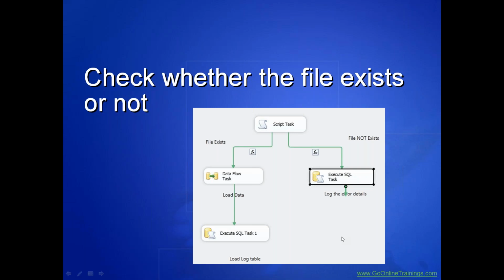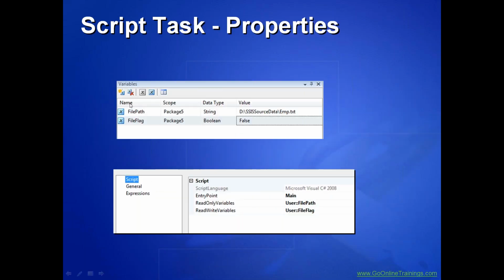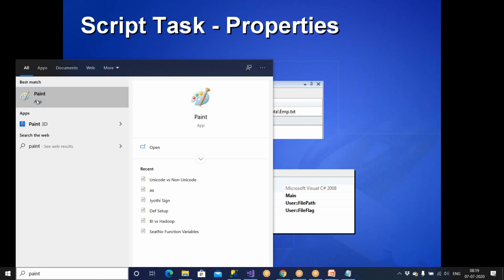So what are the variables that I would like to create? I wanted to create two variables. One is the path: where is this file available? And one more variable to know whether the file exists or not. So I'm going to be creating two variables. Let me take the paint and explain.